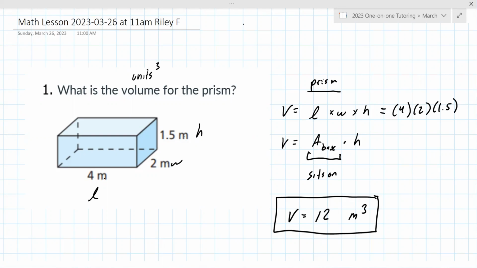All right, so number 2 is really similar. So let me know when you get all that down. We'll move on to number 2. Okay, yeah.